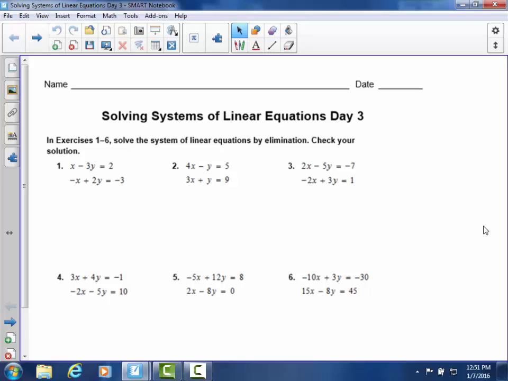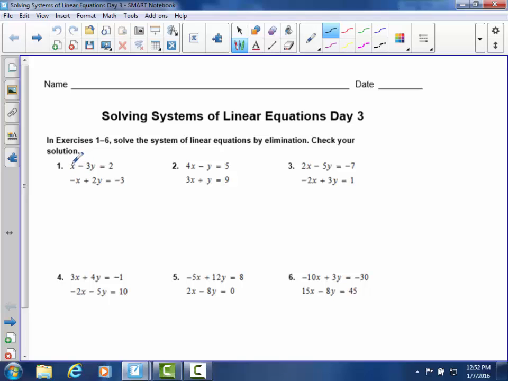Okay, so we're solving systems of linear equations. This is day 3, and we are looking at solving by elimination. When we're eliminating, what we're doing is getting rid of one of the two variables, because our solving techniques are only good for one variable at a time. So we want to get one variable to go away.